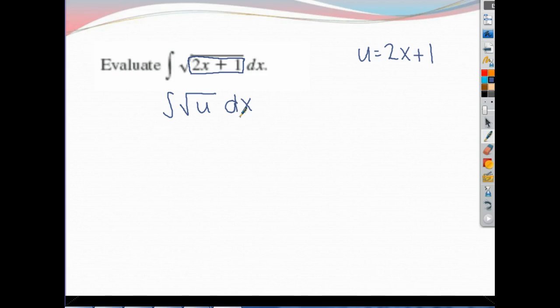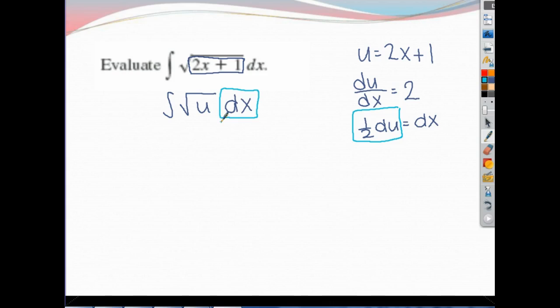Take the derivative of u. So that gives you du over dx. Take the derivative of 2x plus 1. That gives you 2. Solve for your dx. So we're going to flip the 2 and the dx, so you get 1/2 du equals dx. Here's the substitution rule. You're going to substitute 1/2 du for the dx.